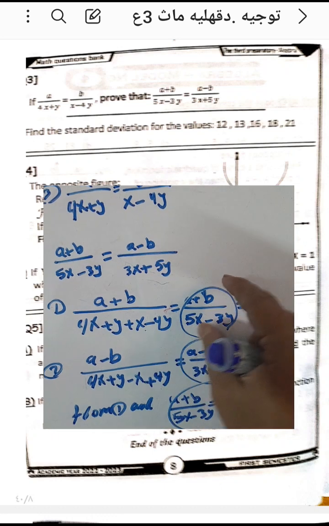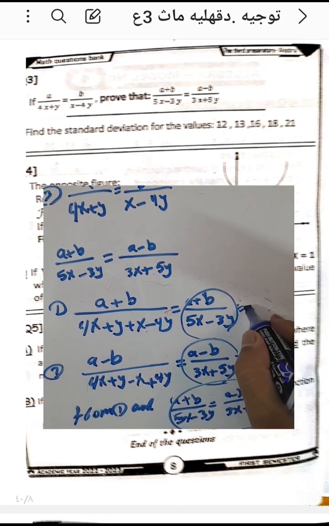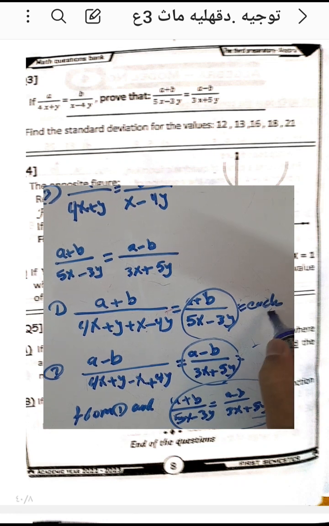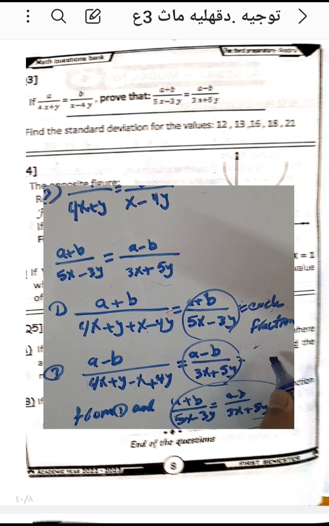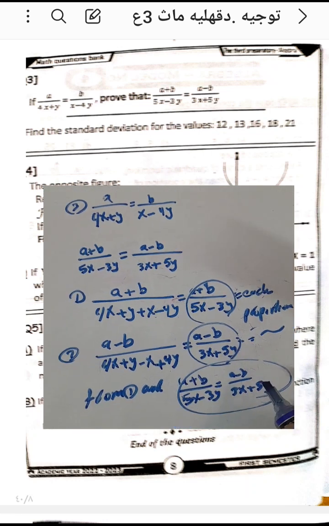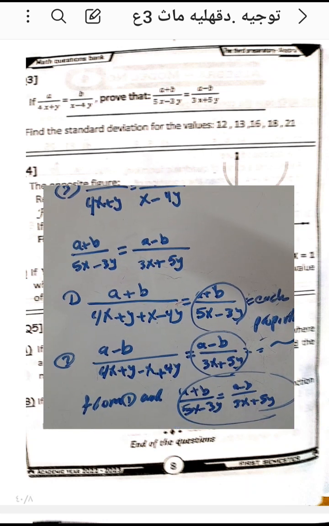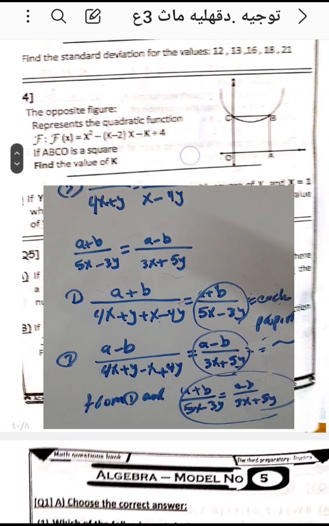Because the first result will be equal to each fraction, each proportional, and here equal each proportional, then 1 will be 2 about properties. Okay, question here, find the standard deviation.